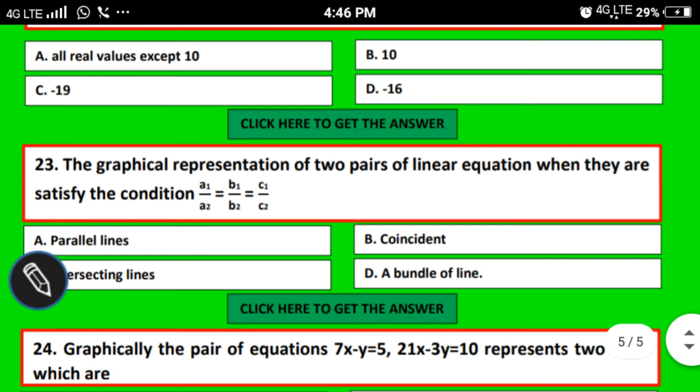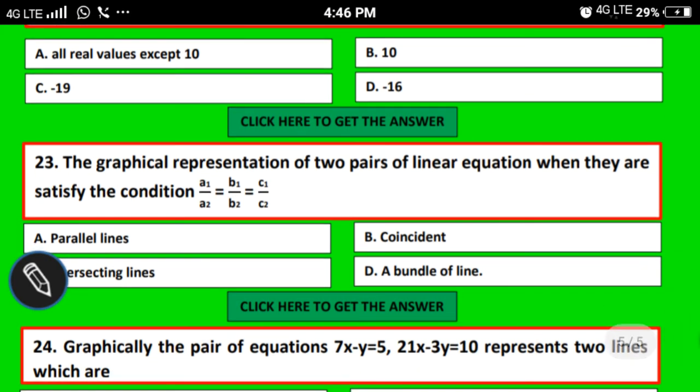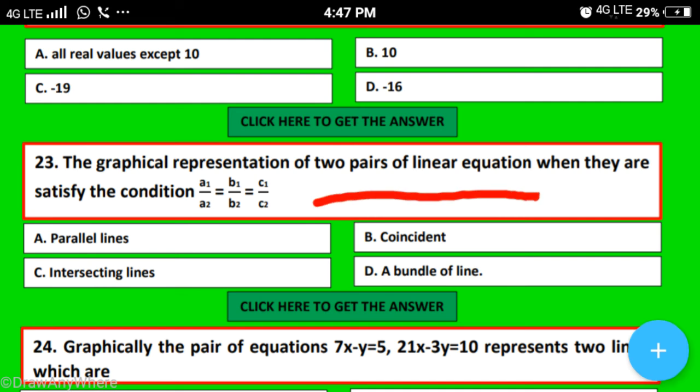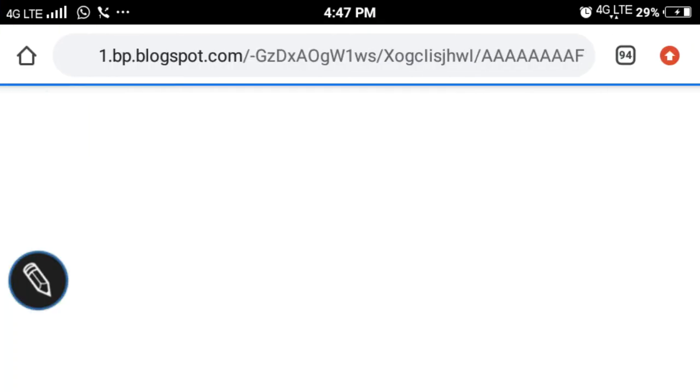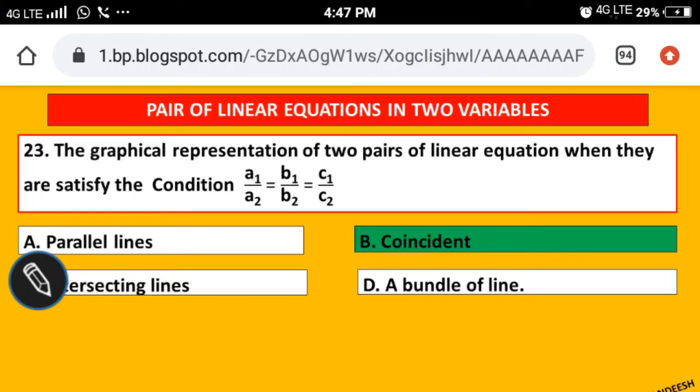Then 23rd question: the graphical representation of a pair of linear equations when they are satisfying the condition. When the lines satisfy the condition a1 by a2 equals b1 by b2 equals c1 by c2, then they are coincident lines. Okay, when they are parallel, a1 by a2 equals b1 by b2, not equal to c1 by c2.